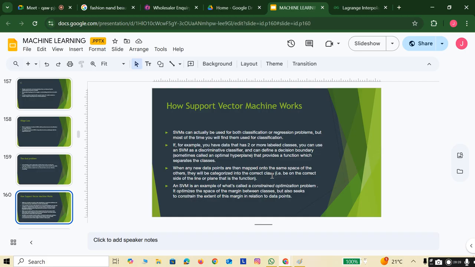That basically means, as we say, we are always trying to maximize the margin, but also seeks to constrain the extent of this margin in relation to data points. What did we say? You can enlarge the margin to be as big as you may want it to be, but remember something is waiting for you, overfitting or underfitting. So it also seeks to constrain the extent of this margin. It should try to regulate the extent of the margin.